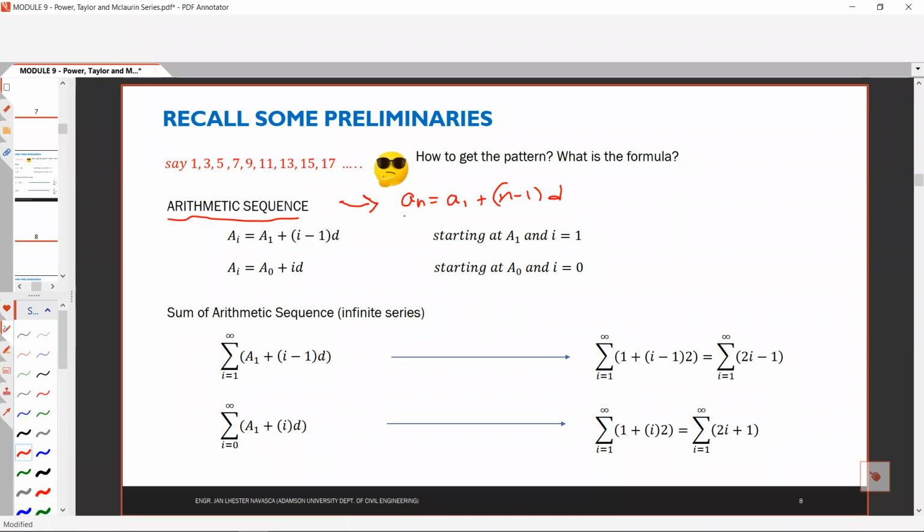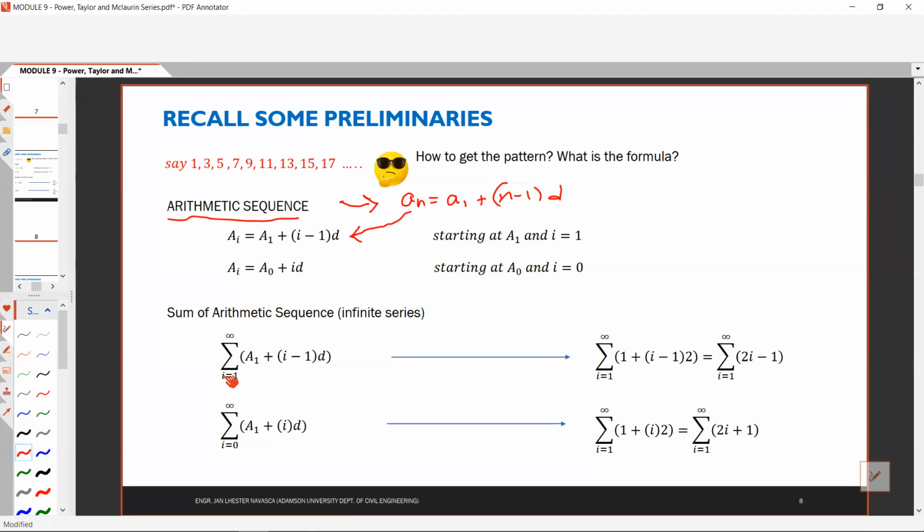So that is simply the same or exactly the same sa ating formula. Sa binigay kong formula na to. That is a sub i is equals to a sub 1 plus i minus 1 times the common difference. So that is starting at a sub 1 and i is equals to 1. If you start, okay, depende kasi yan eh. If you want to start sa i equals to 1 or gusto mo mag-start sa i equals to 0. So it doesn't matter kung saan ka gusto mag-start.